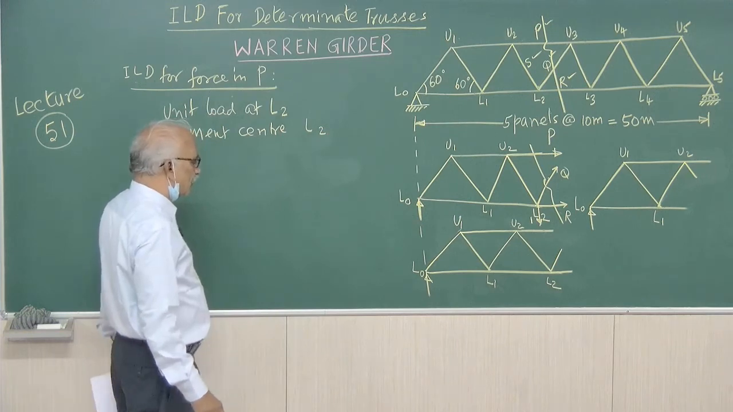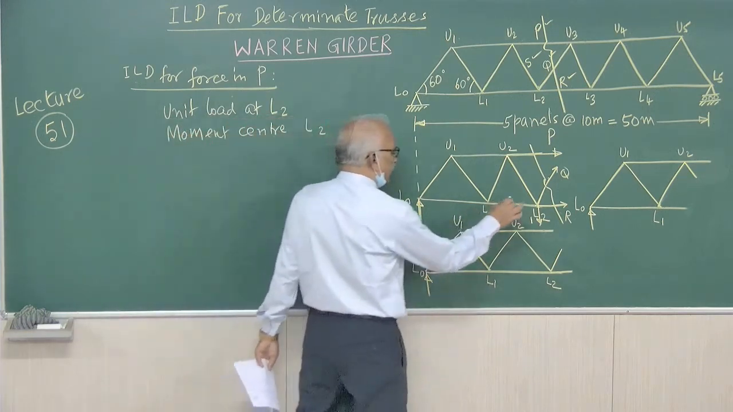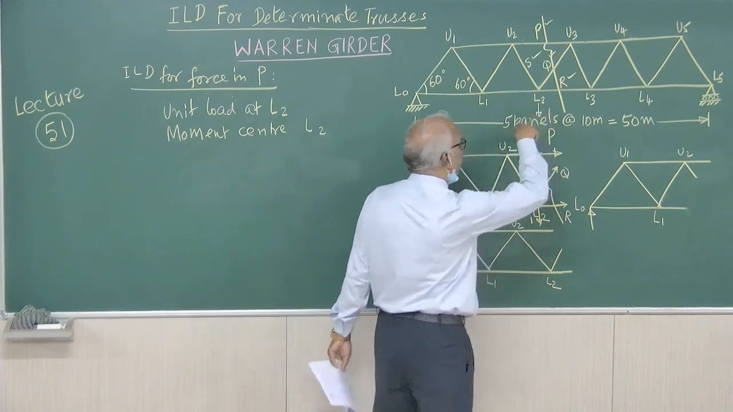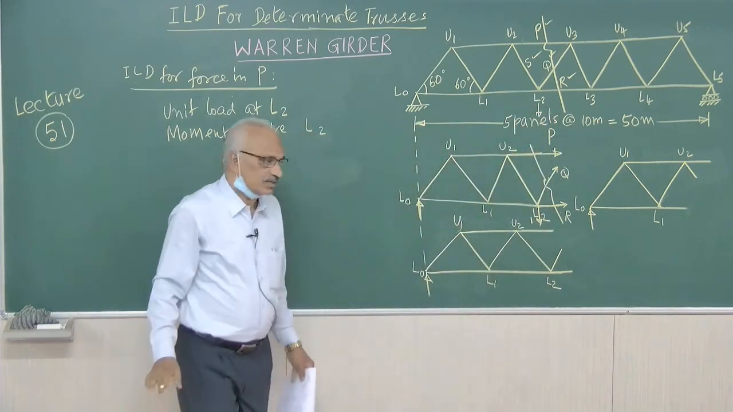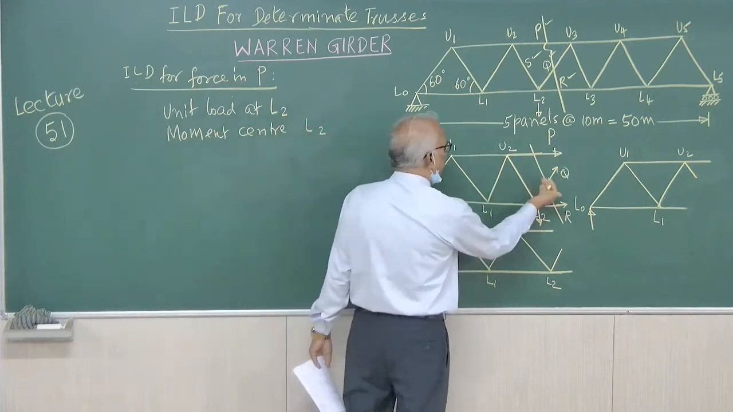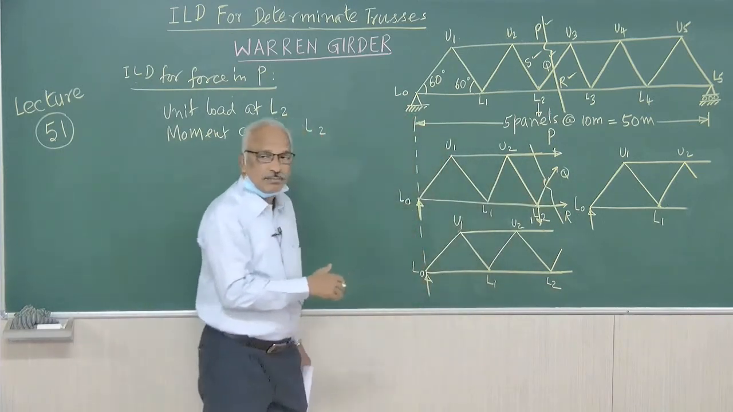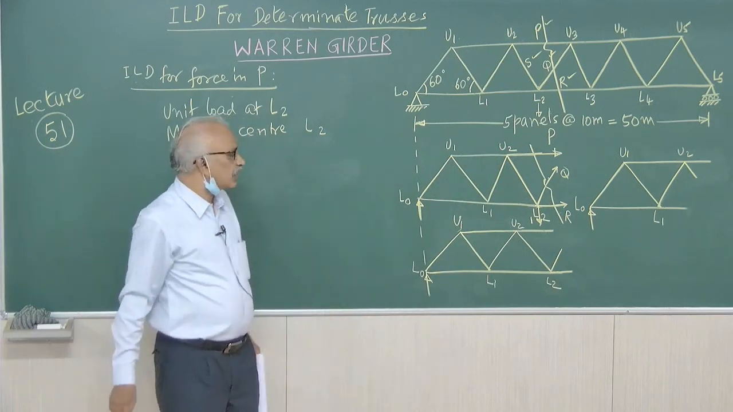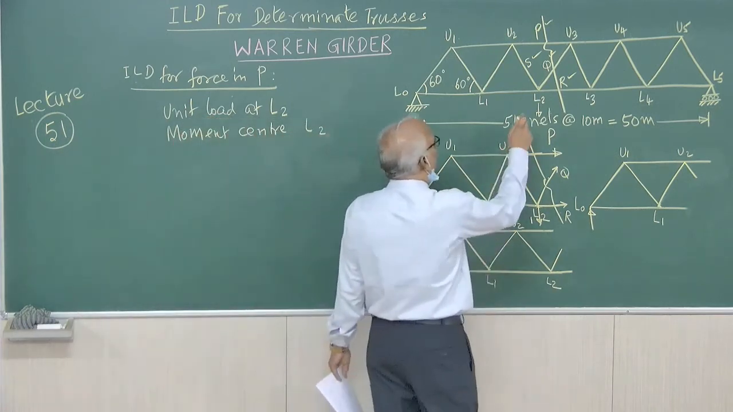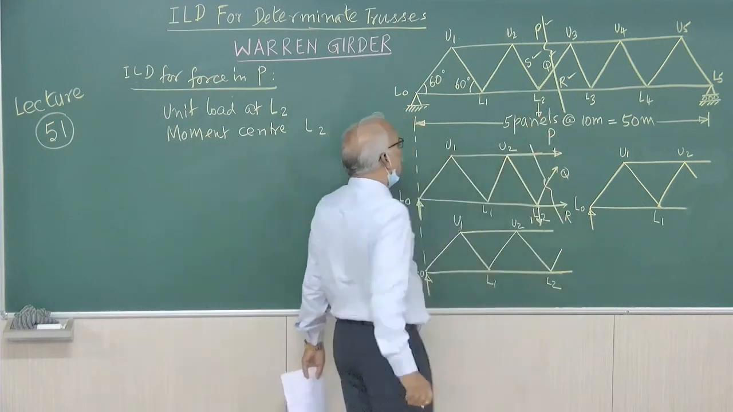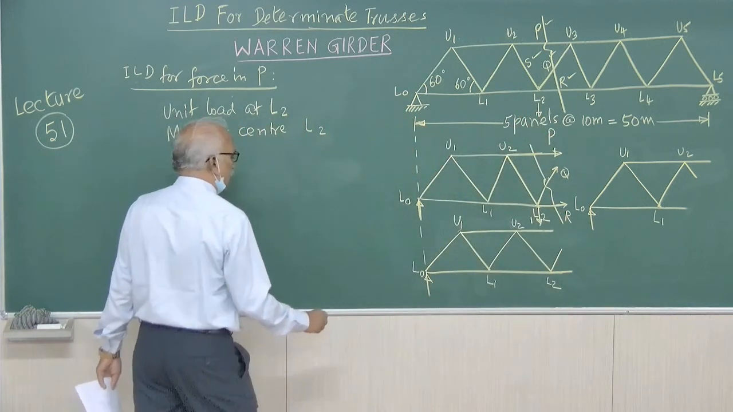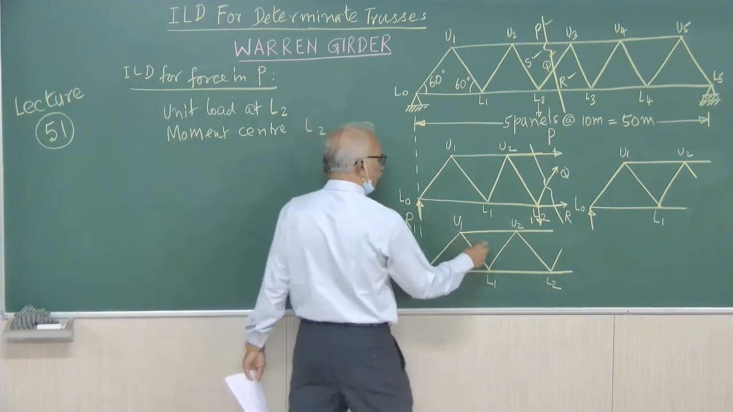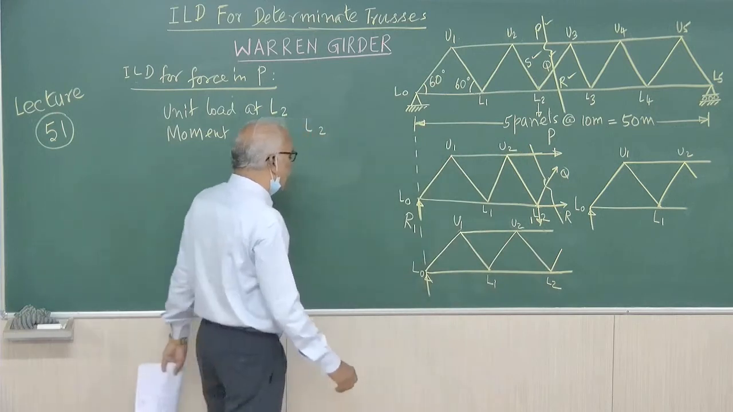Right. Now, when we apply a unit force at L2 here, we have to imagine the whole truss. We have considered only the part of the truss to the left of the cut section, but when you find out the reactions, we have to imagine the whole truss. In the whole truss, when you apply a unit force at L2, let us call the reaction at L0 as R1, and the reaction at the right end as R2.